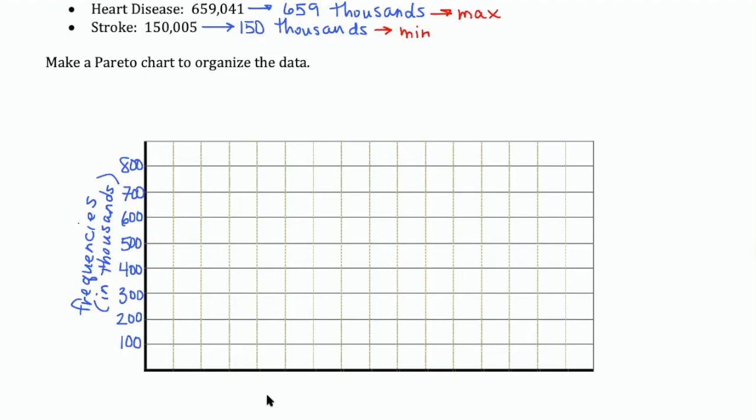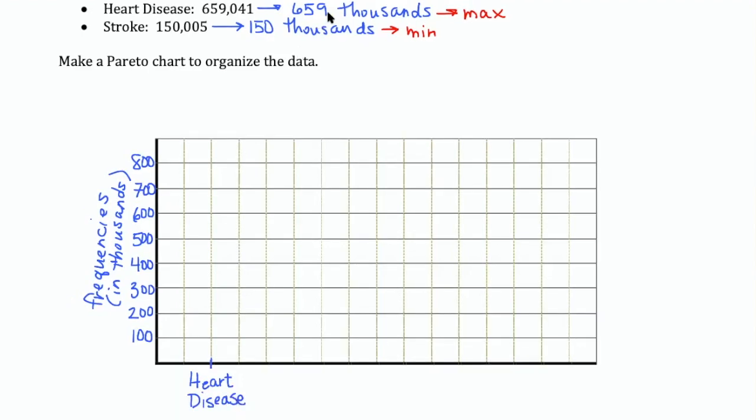On the x-axis, you put your categories. And again, we're going to leave spaces between the bars here. So I'm going to go 2 boxes over. I'm going to put down my first little tick mark. My most frequent cause of death for 2019 was heart disease. So I'm going to center that label on the tick mark.